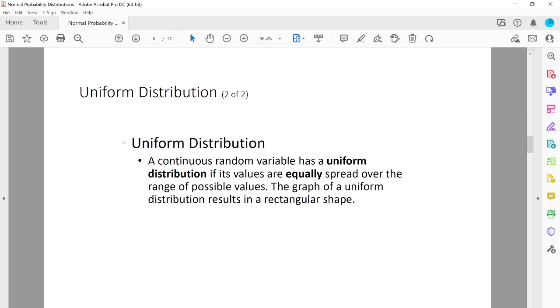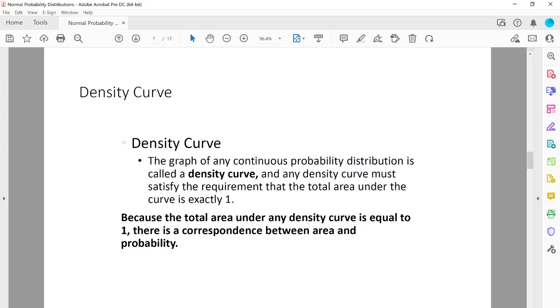One more thing. A continuous random variable has a uniform distribution if its values are equally spread over the range of possible values. The graph of a uniform distribution results in a rectangular shape. Whenever you plot the graph of a uniform distribution, uniform means it should be equal, so the graph would look like this, rectangular. The curve is also called a density curve. The graph of any continuous probability distribution is called a density curve, and any density curve must satisfy the requirement that the total area under the curve is exactly 1.